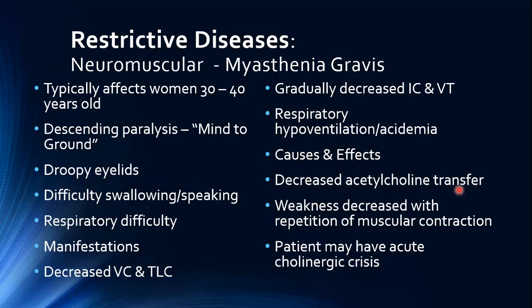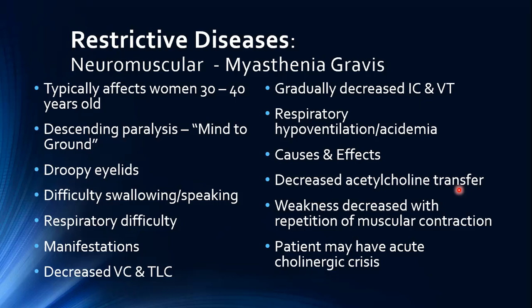So that means acetylcholine is not being transferred like it should. It's decreasing. If it's cut off or decreased for a reason or enough, it can cause myasthenia gravis. You start to have paralysis starting at the head and going down to the feet.